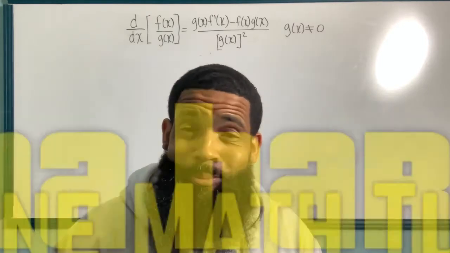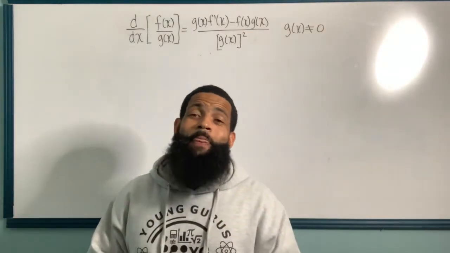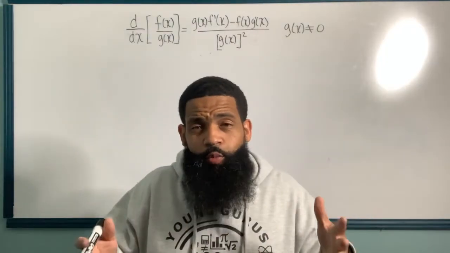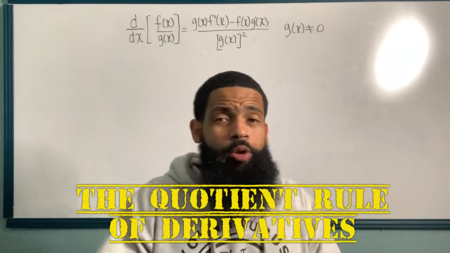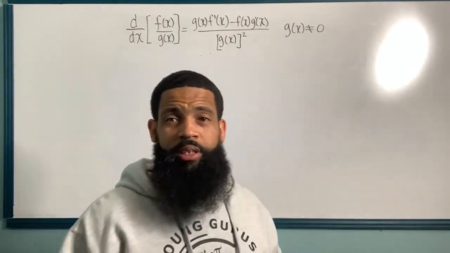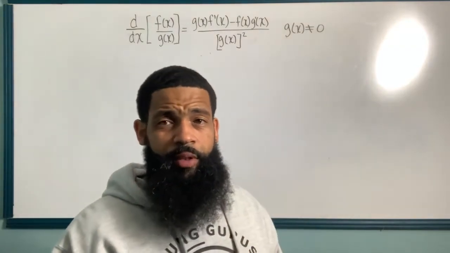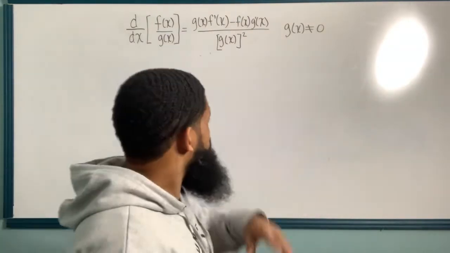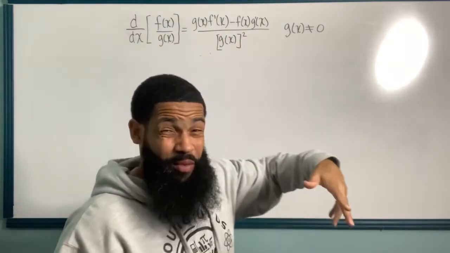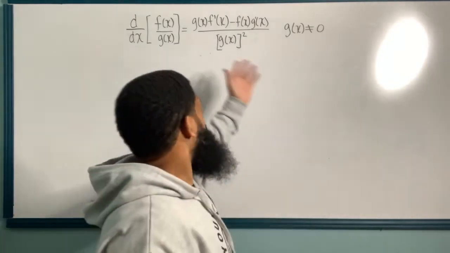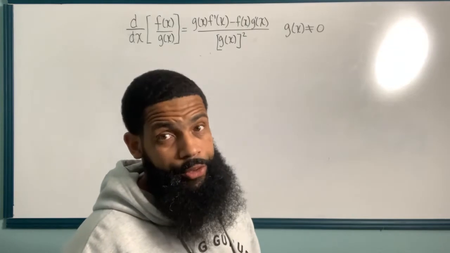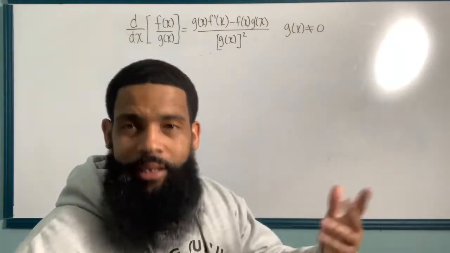What's up, everybody? My name is Dana Harris with Young Gurus Math Tutoring, and I'm back again to drop some more math jewels. In this video, I'm talking about some basic rules of derivatives, specifically the quotient rule of derivatives. Now, above my head, you're going to see the rule, and that rule tells us if we're trying to find the derivative of f of x over g of x, we need to take g of x times the derivative of f of x minus f of x times the derivative of g of x all over g of x squared. What does that mean, Mr. Harris? Thought you'd never ask. Let's get into an example.